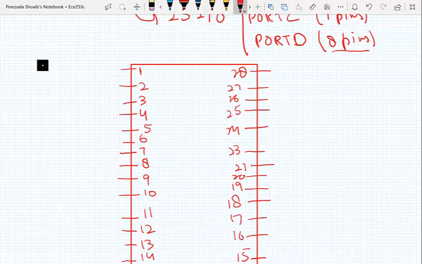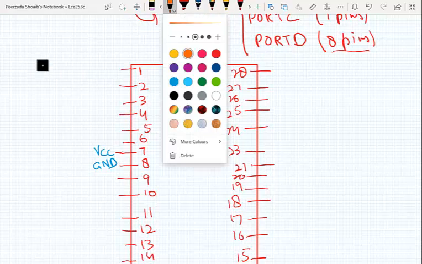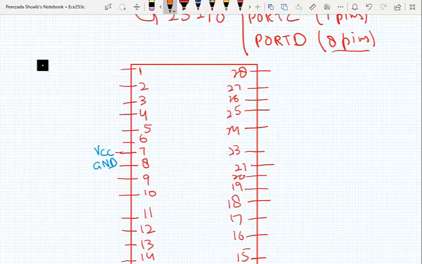So out of these 28 pins, we have 2 pins for power supply. They are pin number 7 and 8, VCC and ground. And then we have a few more pins for analog to digital converters. They are pin number 20, 21 and 22. This is the analog to digital converter VCC, then the analog to digital converter ground, and we also have a reference.